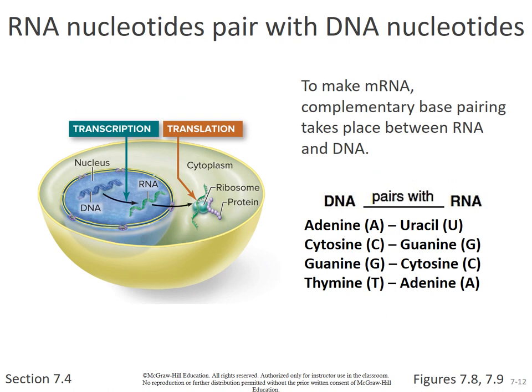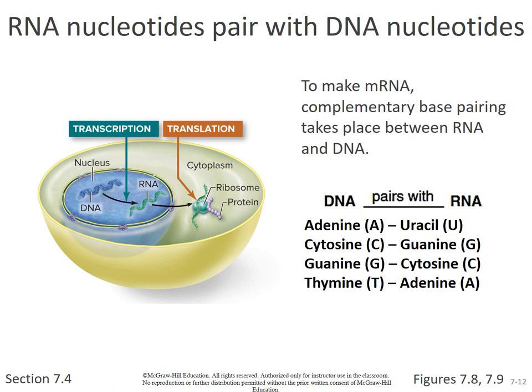So RNA nucleotides are going to pair with the DNA nucleotides. Just as we saw DNA being copied to create a new strand of DNA, and we saw the nucleotides, the complementary pairs coming up and extending, elongating the new strand of DNA, this RNA will be created in a similar way. So to make this messenger RNA molecule, complementary base pairing will take place between the RNA and DNA.